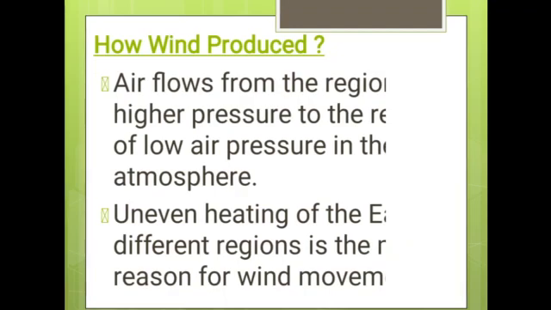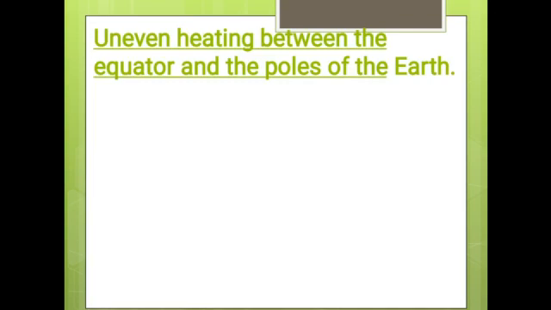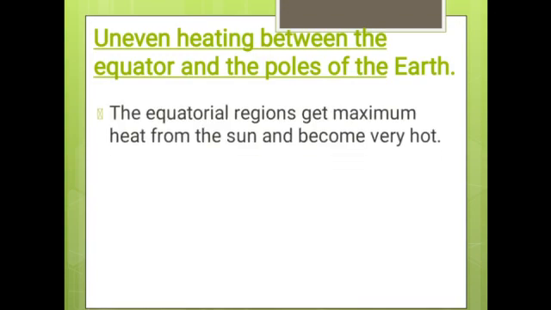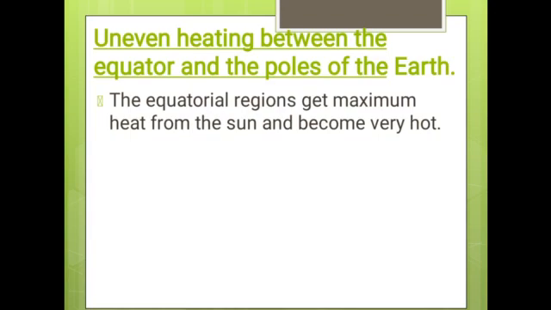The first one is uneven heating between the equator and the poles of the earth. We all know that the equator of the earth is at minimum distance from the sun.